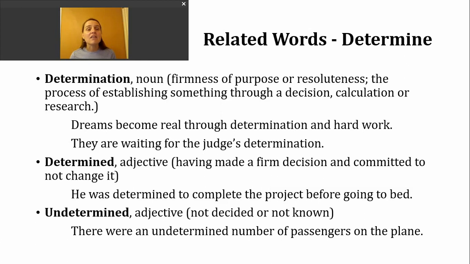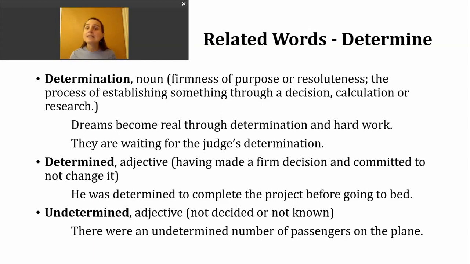Another way the noun determination is used is to mean the process of establishing something through a decision, calculation, or research. Here's an example of that. They are waiting for the judge's determination. So here, determination would sort of be similar to decision.